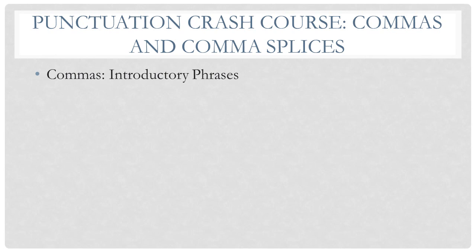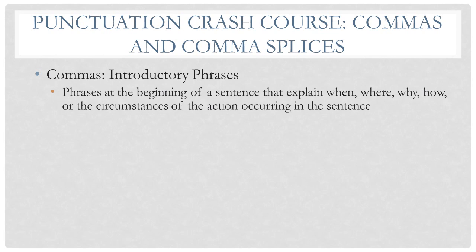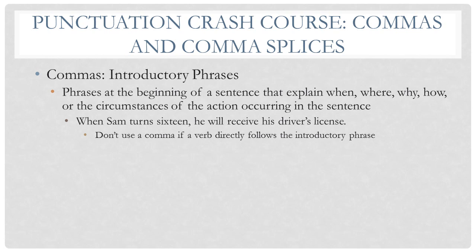The next time we use a comma is in introductory phrases. Introductory phrases are those at the beginning of a sentence that explain when, where, why, how, or the circumstances of the action occurring in the sentence. For example, when Sam turns 16, he will receive his driver's license. We don't use a comma if a verb directly follows the introductory phrase. For example, from the sky fell the skydiver. However, if a verb does not directly follow the introductory phrase, if the noun or the subject follows, then we need a comma after that introductory phrase.